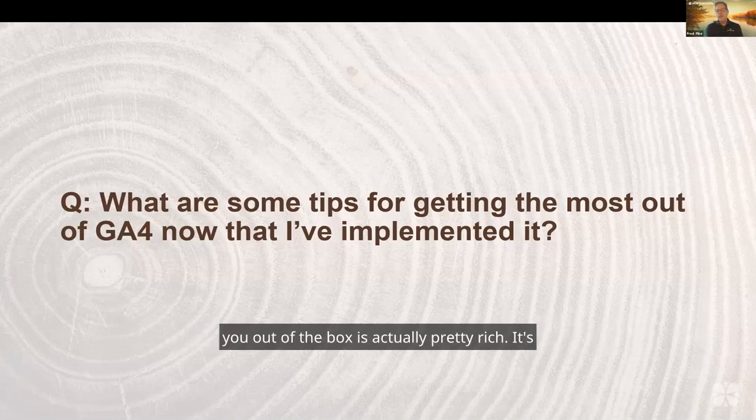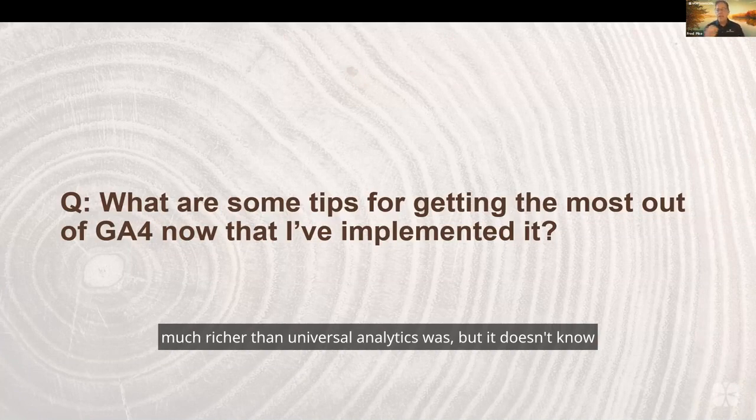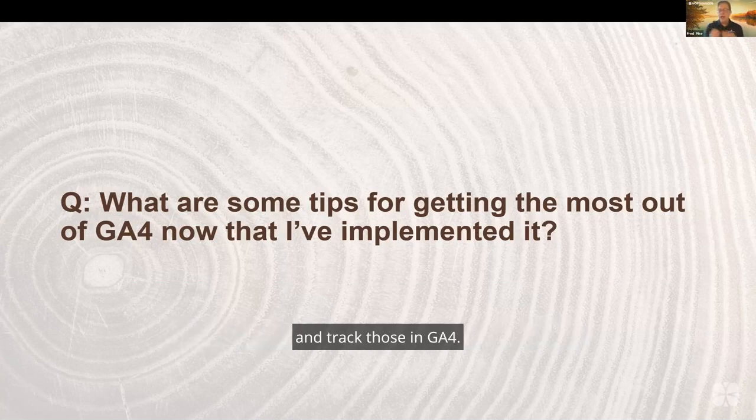Because what GA gives you out of the box is actually pretty rich. It's much richer than Universal Analytics was, but it doesn't know your website the way you do. So make sure you define the things that are really important for your website and track those in GA.